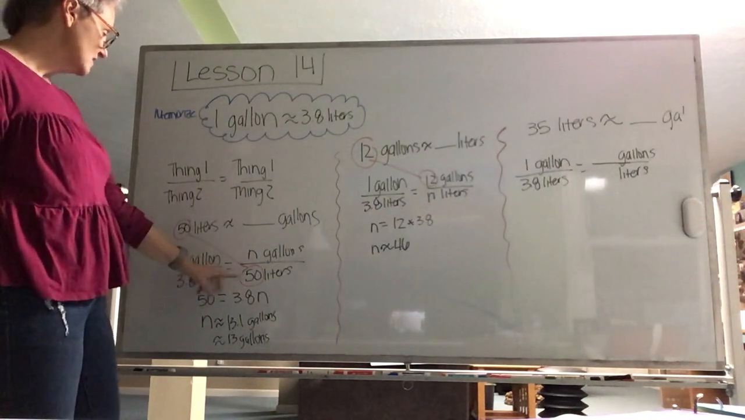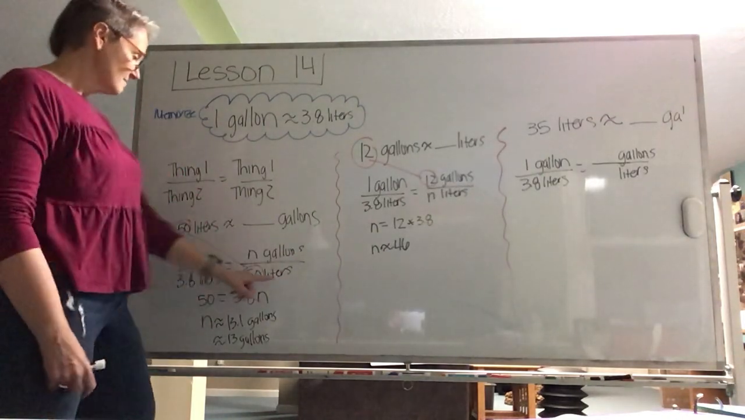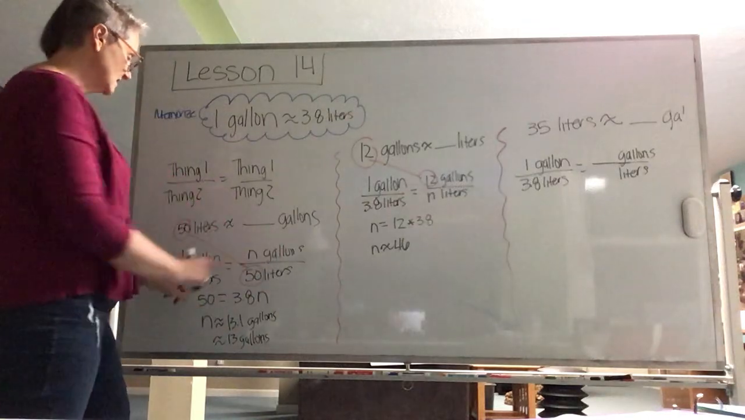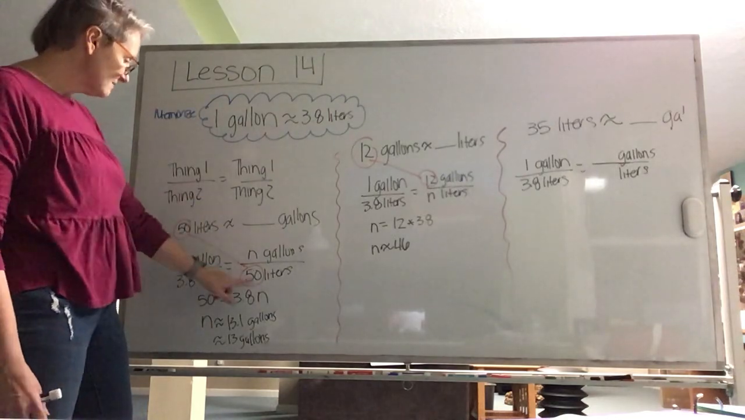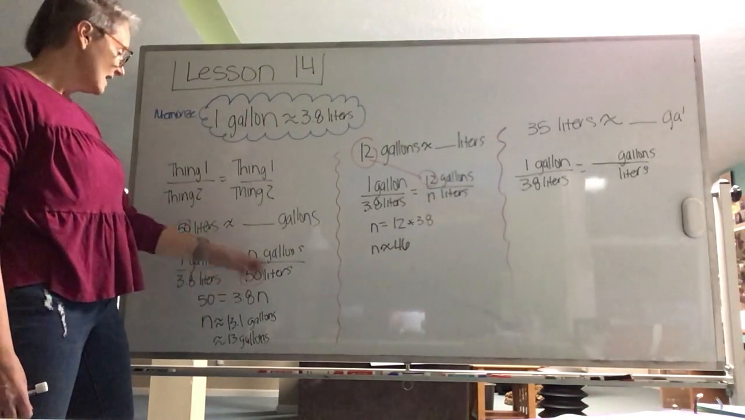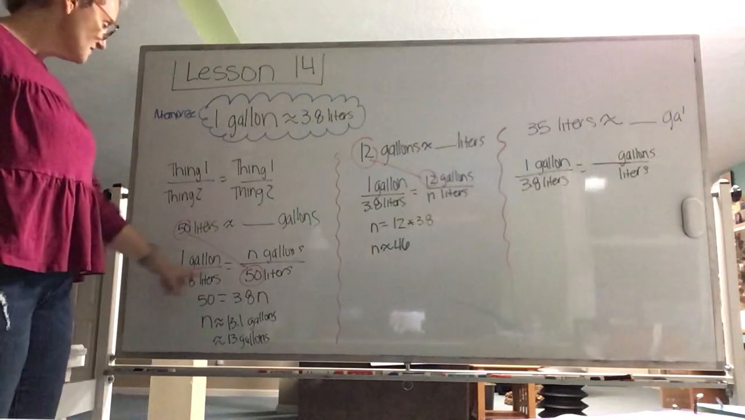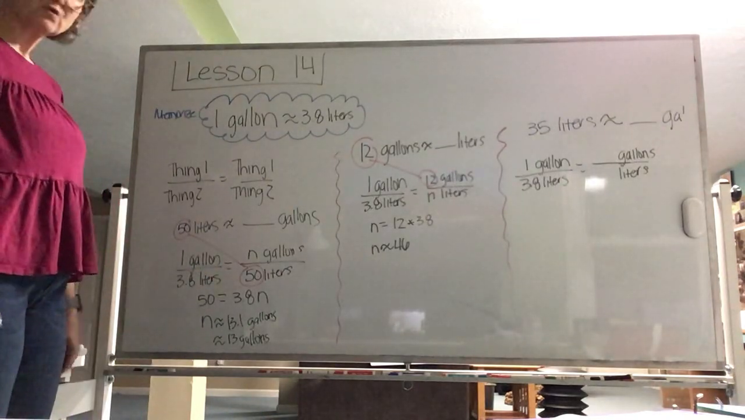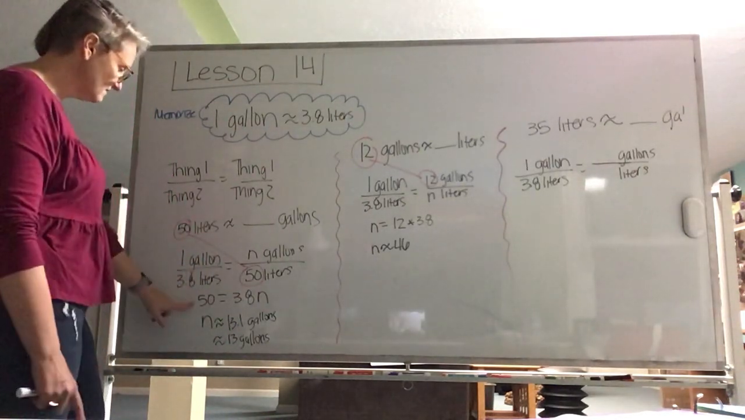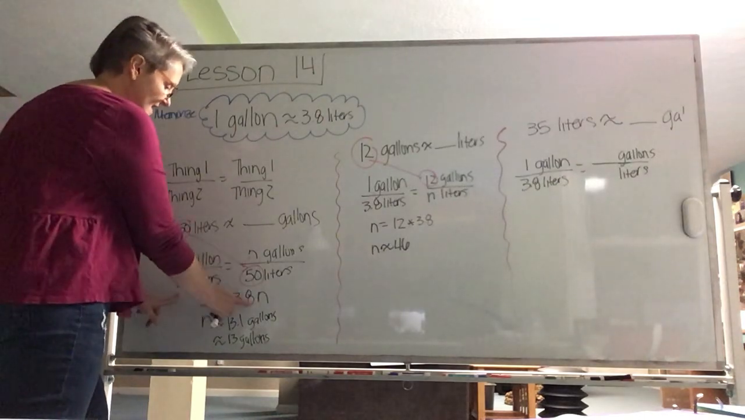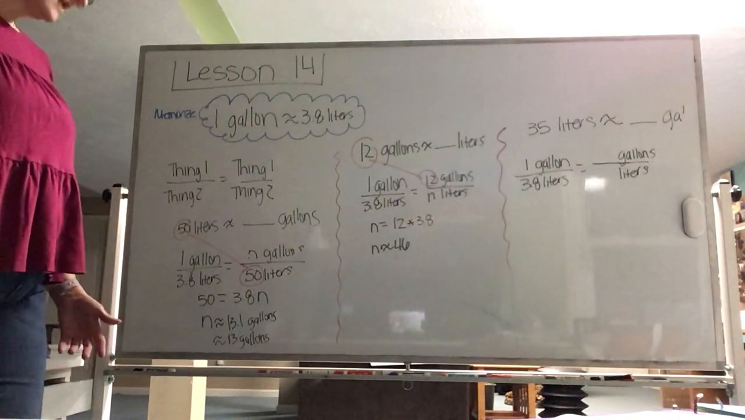So on the other side of my equal sign, I have my other thing 1, which is going to be gallons to gallons. My thing 2 is liters, so gallon to gallon, liter to liter. I know my 1 and my 3.8, that comes from here. My problem gives me 50 liters, and my question is, how many gallons? I don't know. I'm going to call it N. When 2 fractions are equal, I will cross multiply. So I'm going to take my 50 times my 1, which gives me 50, and 3.8 times my N, which gives me 3.8N. I left off the units because it makes the math a little bit clearer.